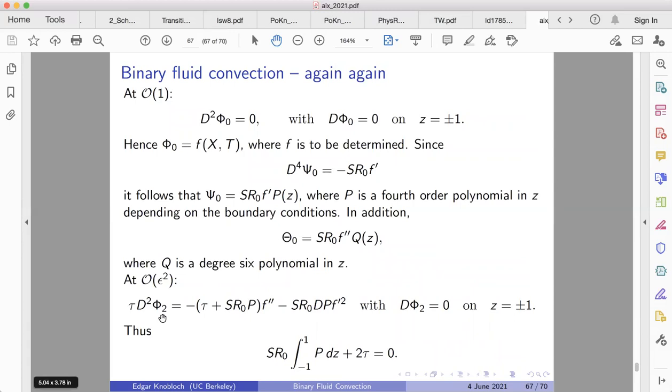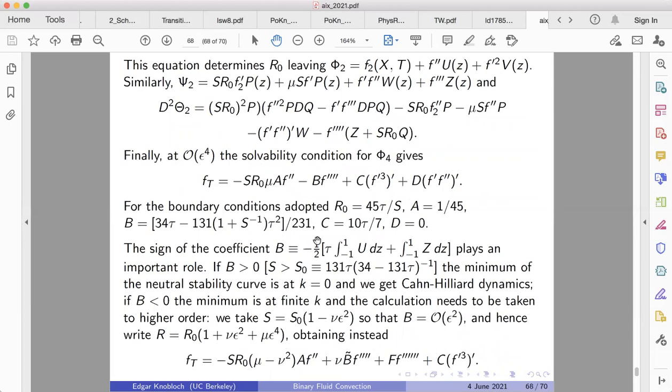If I integrate this over the layer, that gives me an expression for the onset of instability. This k equals 0 instability. So that determines R0. And then I continue, and I find that at order epsilon to the 4th, I get this equation here. Now, this equation you will all recognize. If I were to write it in terms of f primed equals phi, this is in fact the Cahn-Hilliard equation. And so you end up with Cahn-Hilliard dynamics near onset.